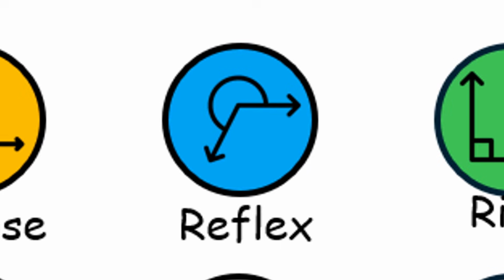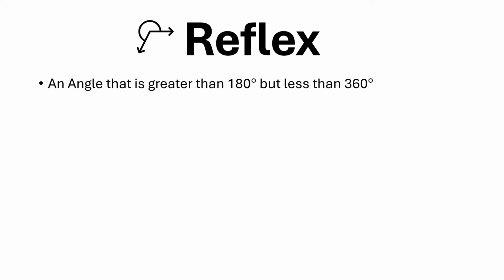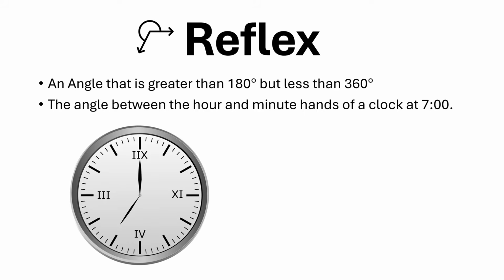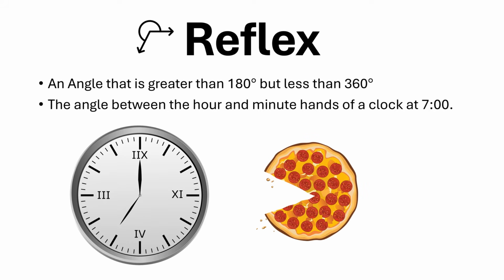Reflex angle. A reflex angle is an angle which is greater than 180 degrees but less than 360 degrees. For example, the angle between the hour and minute hands of a clock at 7 o'clock. A real-world example is pizza with a slice taken out.